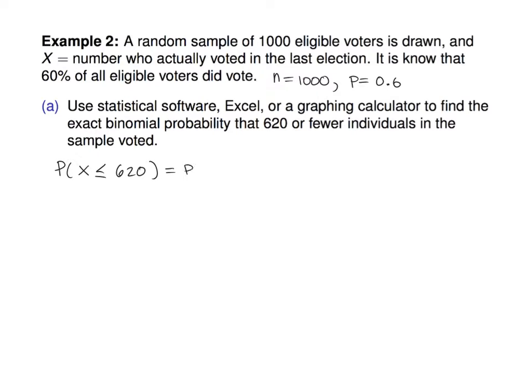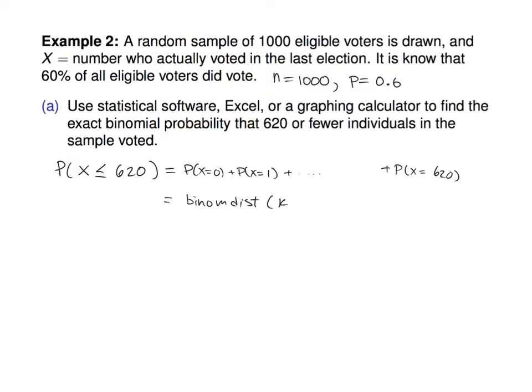Technically, this means you have to do the probability X is 0 plus the probability X is 1, all the way up to the probability X is equal to what? 620. Okay, I'm obviously not going to make you do this on a quiz, right? Because that's like 621 different factorial terms. The way you put this into Excel is you do binom dist.